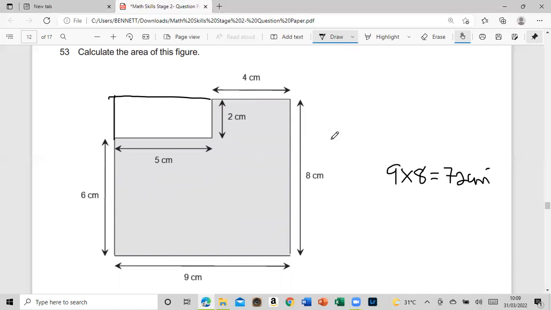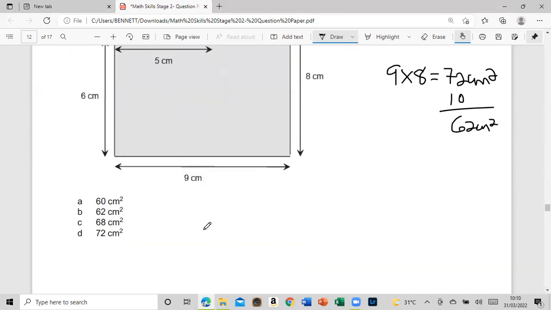However, this portion right here, we don't need. This doesn't exist in terms of the shape. So I have to find the area of this, which is 5 by 2, so 5 times 2, which is equal to 10. So we just subtract that part, and we get 62. Here we have it. Our answer is B.